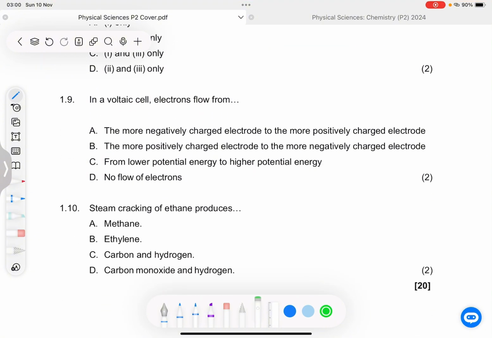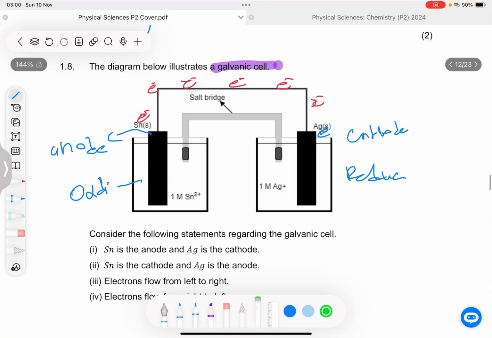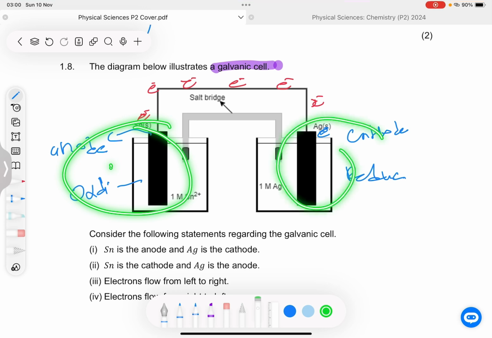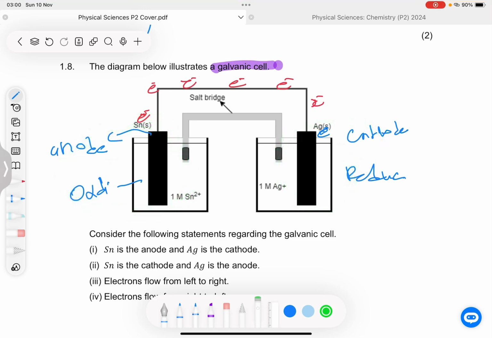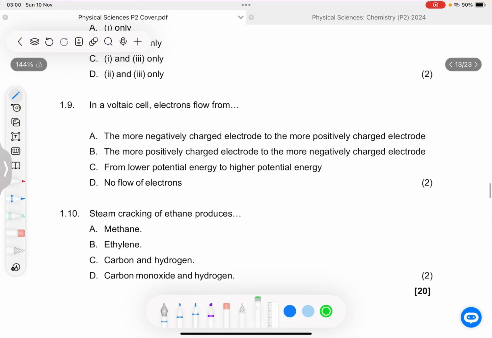1.9 says in a voltaic cell, electrons flow from the more negatively charged electrode to the more positively charged electrode. Yes, this is what we have just done. We found the value of this to be more negative than the value of that on our standard electrode potential. So electrons will move from this more negative to this more positive.